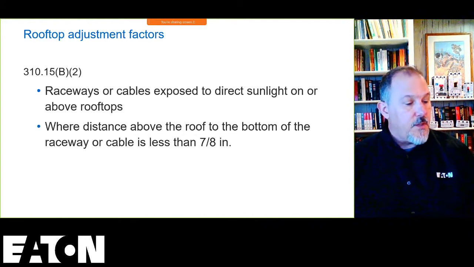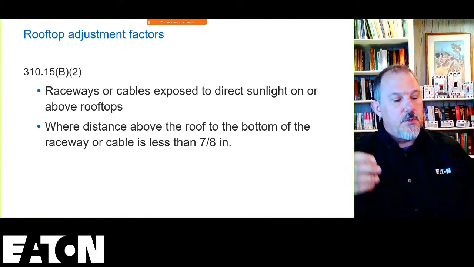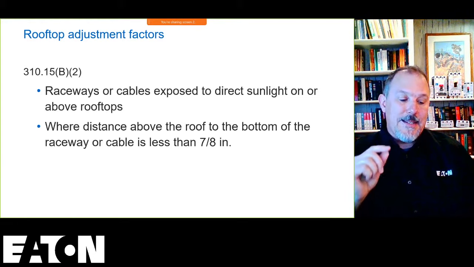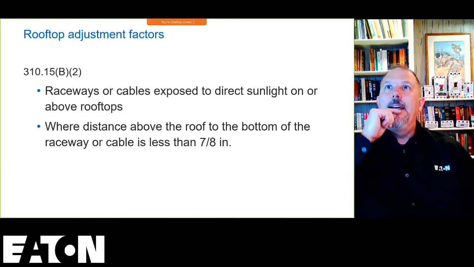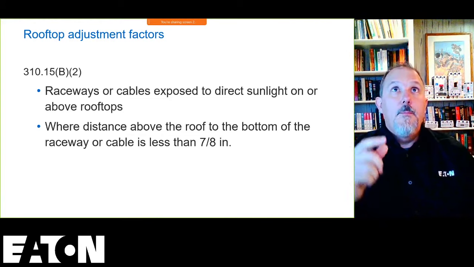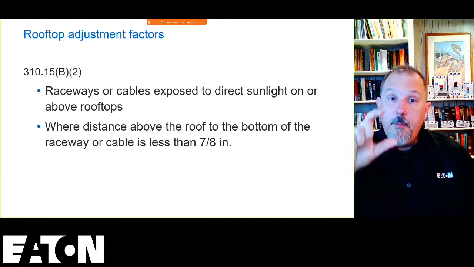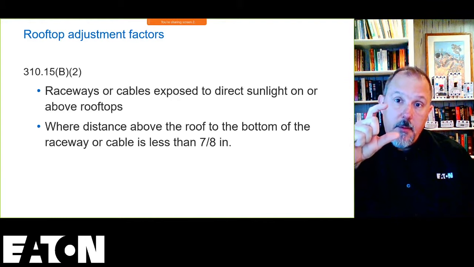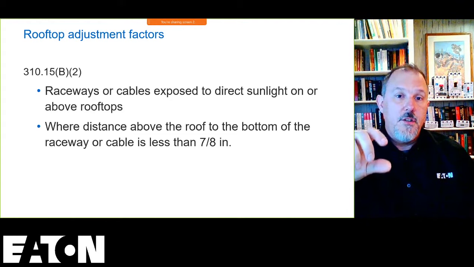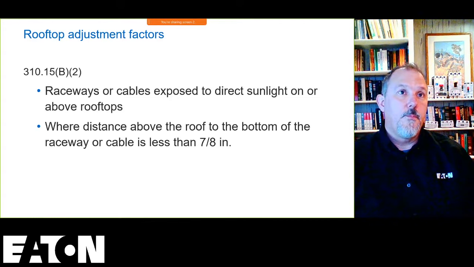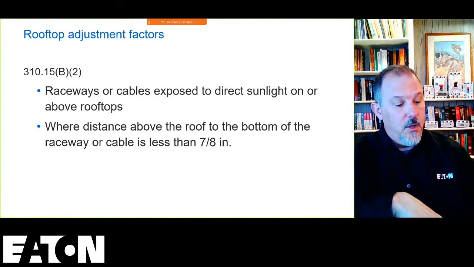310.15(B)(2) talks about rooftop, and it says, for raceways or cables exposed to direct sunlight on or above the rooftop where the distance above the roof to the bottom of the raceway or cable is less than 7/8 of an inch. And I could be wrong, but 7/8 of an inch, it's probably the dimension of a DIN rail. So if you just put your raceway on a DIN rail, then you're covered where you don't have to worry about the deration.